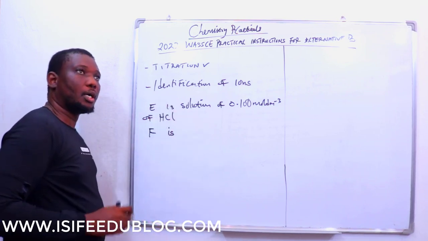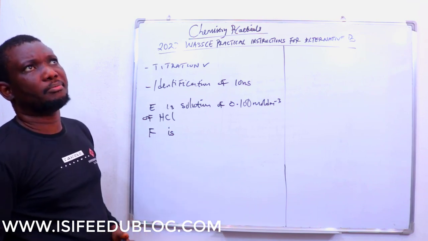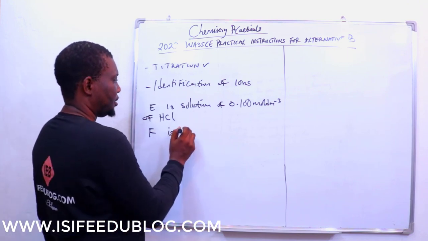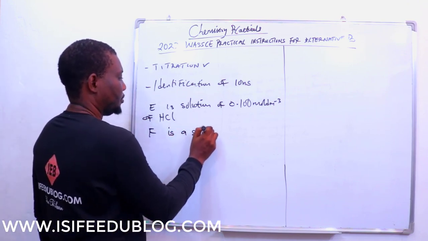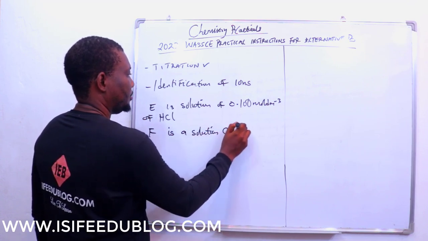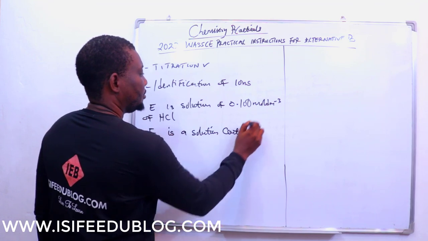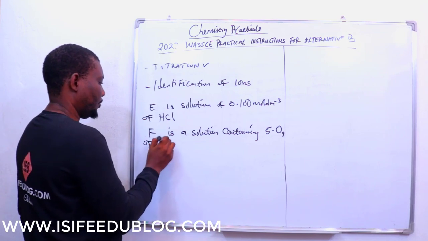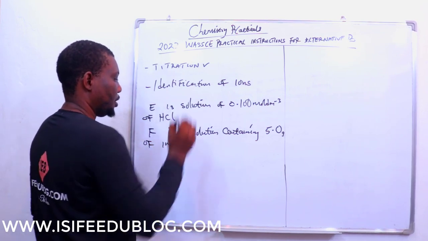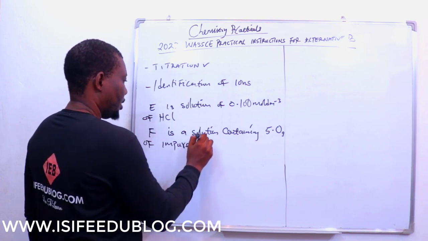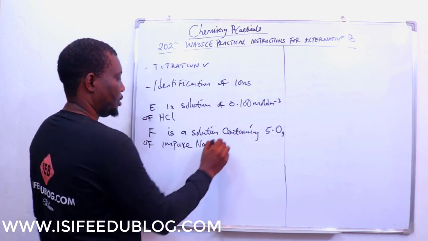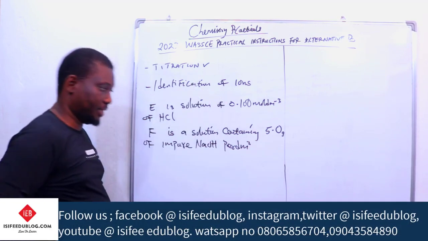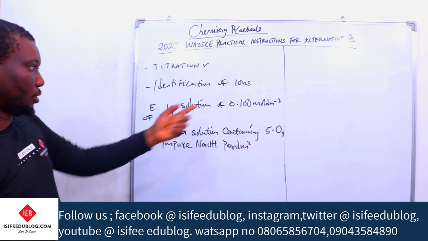And then F is a solution containing 5.0 gram of impure NaOH per dm³ of that solution. So this is what you're actually going to see.